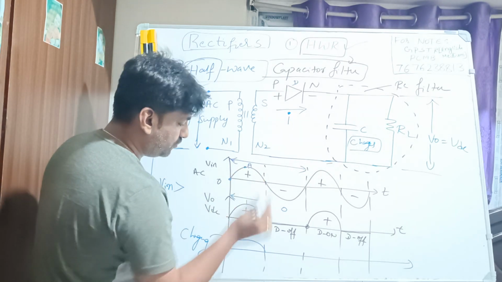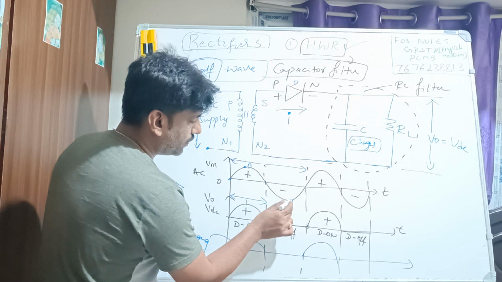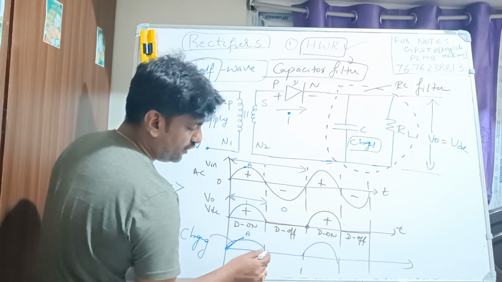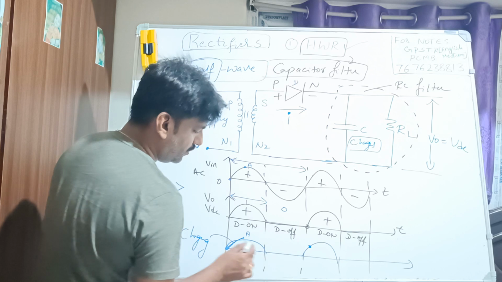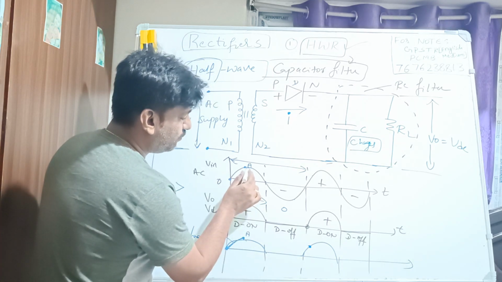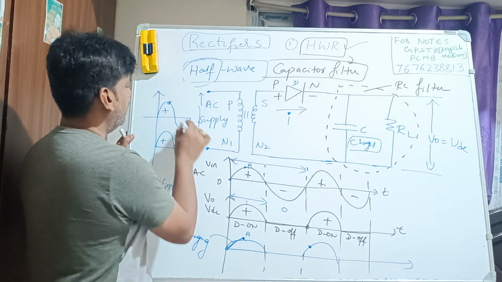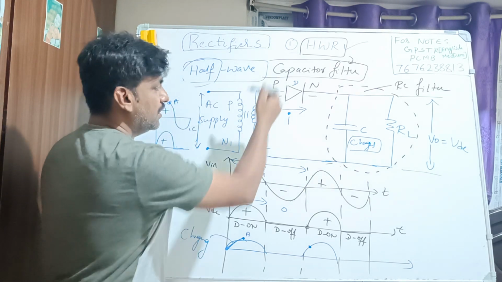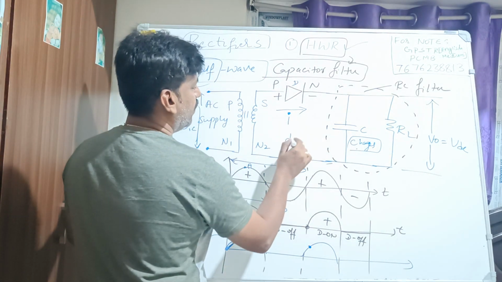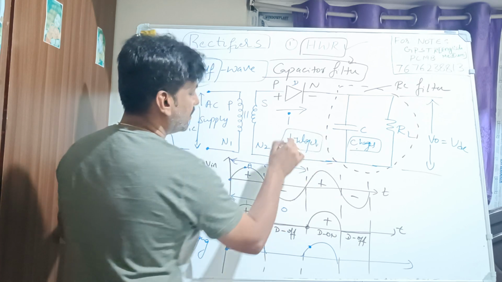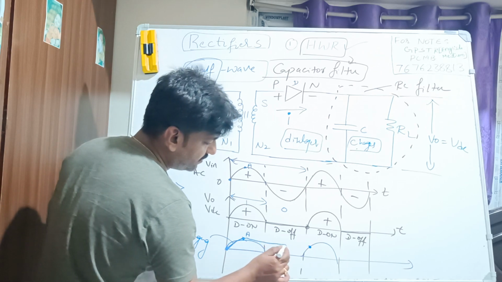It is decreasing up to here. But here also the diode is not conducting. When the input voltage falls below the capacitor voltage, from this point A onwards, the diode becomes reverse biased, and the capacitor discharges from the peak value which is already attained. So how does it discharge? Discharging is happening like this.